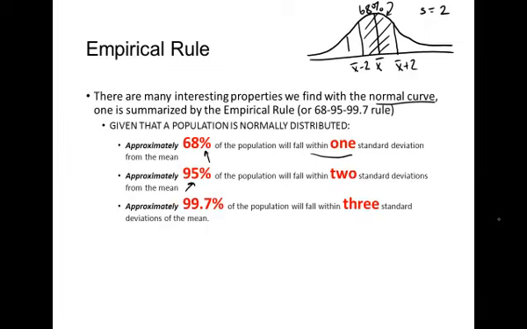95% is within 2, so this would be x bar minus 4, x bar plus 4. So if I add those two areas, I now have 95% of the overall. And finally, if I go another standard deviation up and down, this would be x bar minus 6 and x bar plus 6. If I add these two, now I've got 99.7%, or almost all of the data.